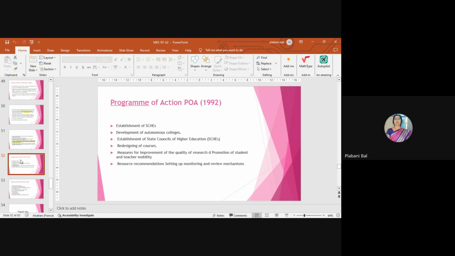Then decentralized planning and management of education. Same things are repeated again and again in every policy, but why it is repeated, we do not know now. The management of education should be decentralized from center to state, from the state to district, and district to block like this. Then universalization of elementary education, then autonomous college. It also recommended that autonomous colleges should be established according to the direction of University Grant Commission.